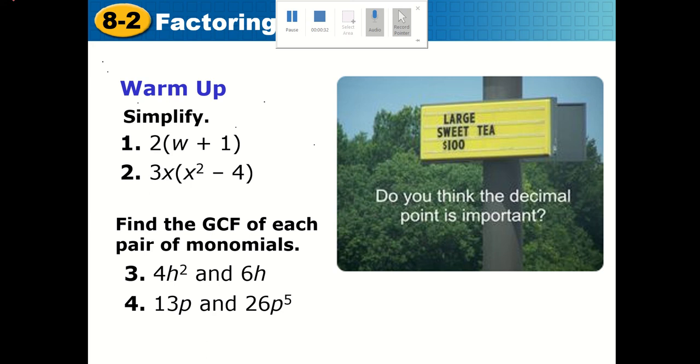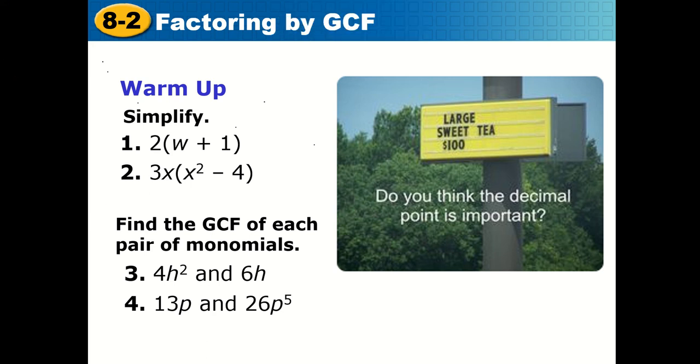Let's start off with our warm-up. If you want to take a minute and do your warm-up, there's the first one for you. We're just going to simplify, so you're going to do distributive property. Distributive property, so 2w plus 2 plus 2. And then this one, distributive property again, multiply and multiply, so 3x cubed minus 12x.